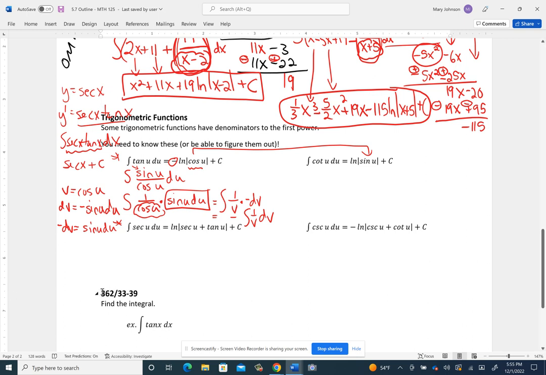I'm going to give myself a little more room though. Okay, but once I know that one or have figured that one out, I can see the connection between that rule and the one for cosecant. So here's what we could do to figure this one out. We could be thinking about, oh, well, this is really just 1 over cosine of u du.